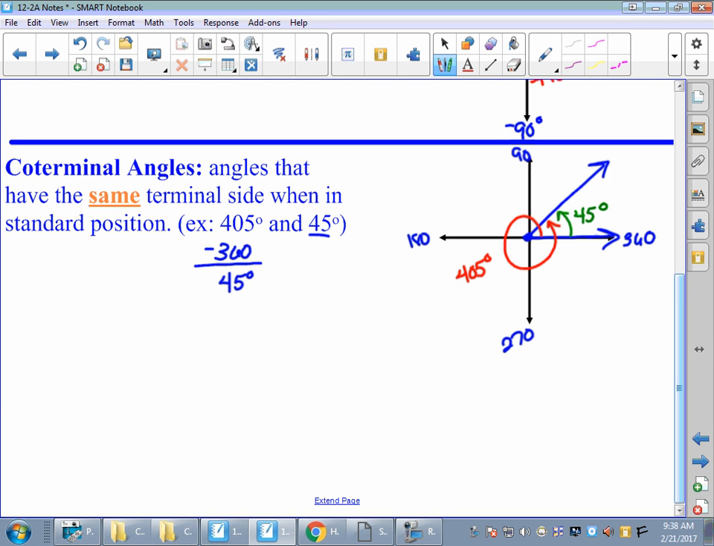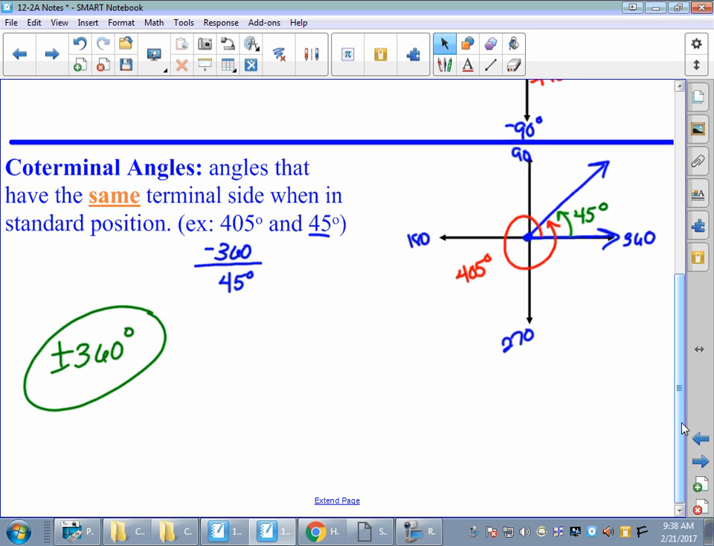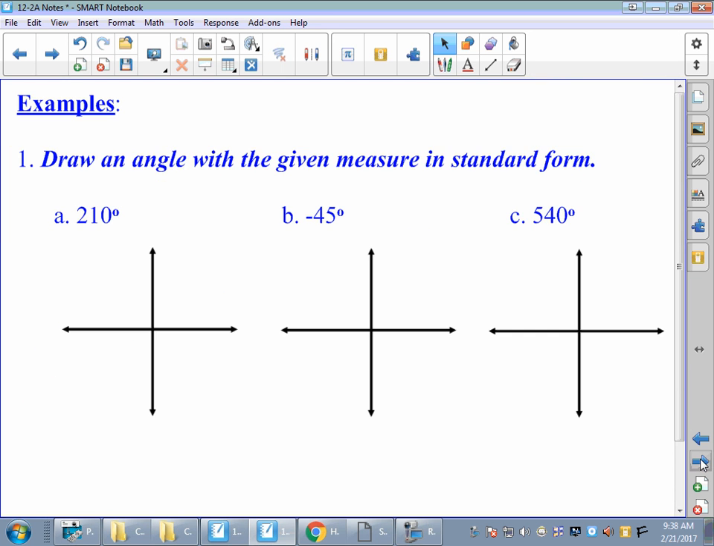I could have also gone all the way around to 315 degrees in the negative sense. That would also be coterminal because it would land at the same spot. So in the end, how you get to the same spot over and over again is you're going to add or subtract 360 to get coterminal angles. You may have to do it more than once, but that's what you do to get to coterminal. So let's go ahead and draw these three angles, and then we're going to find three coterminal angles.